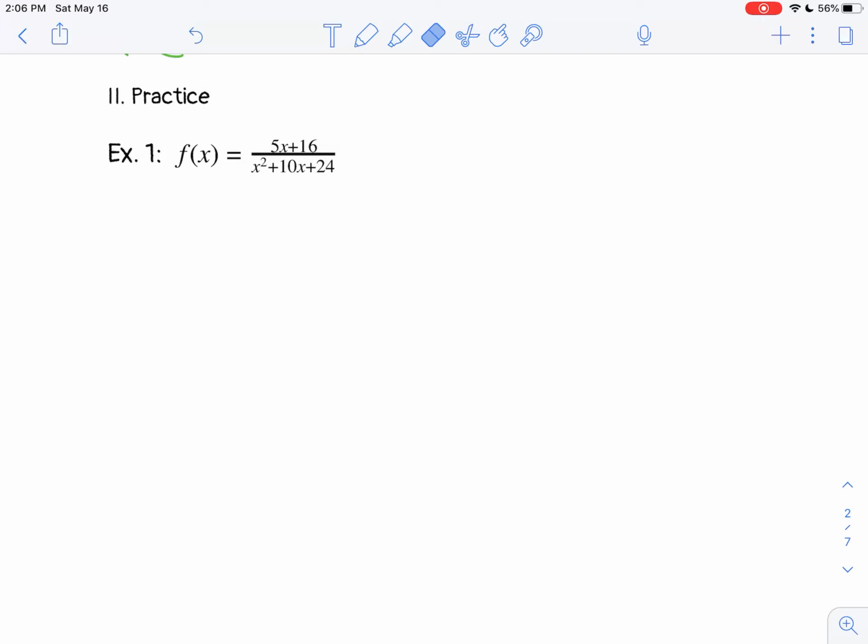So our first video was mostly an overview, and in this second video we're actually going to do some of these problems from the first step to the last step all by ourselves. So we're going to start with example number 1 here, where we see f of x equals 5x plus 16 over x squared plus 10x plus 24. So our first step here is going to be to factor the denominator.